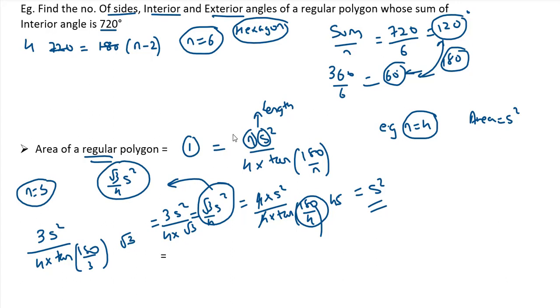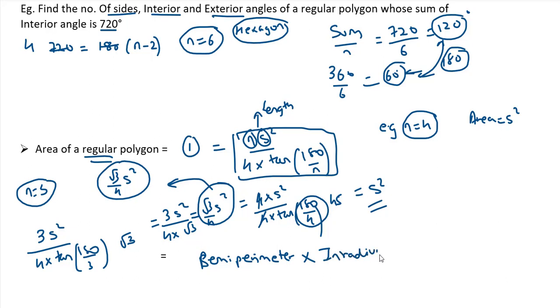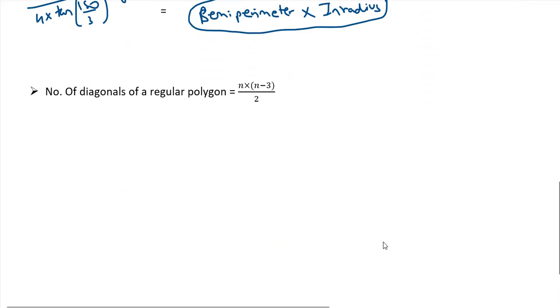So this is one of the formulas for finding the area of a regular polygon. Another formula is the product of semi-perimeter and inradius. We will see how to apply this formula in specific cases ahead. Let us now move ahead.